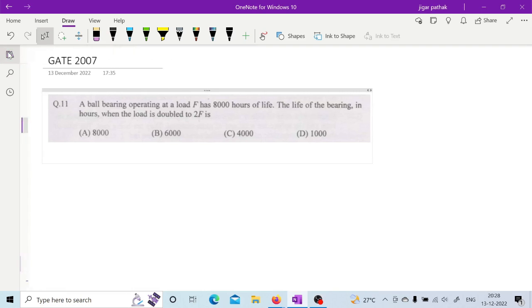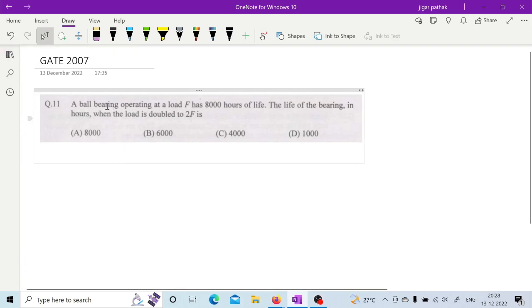This is the question from GATE 2007. It says that a ball bearing operating at a load F has 8,000 hours of life. Now what is the life of the bearing in hours when the load is doubled to 2F? Can you try this question? 1000 hours. 1000, sir. Anyone else?